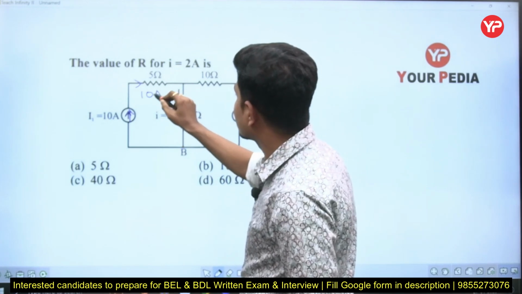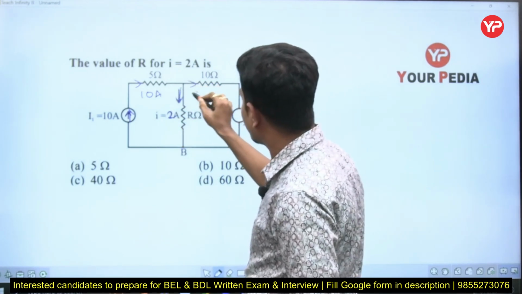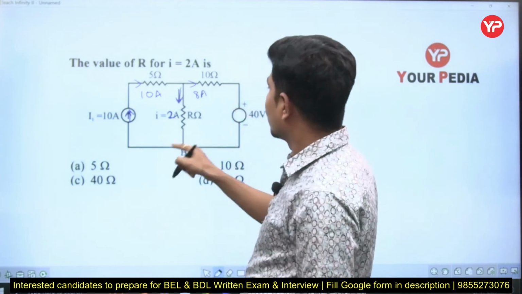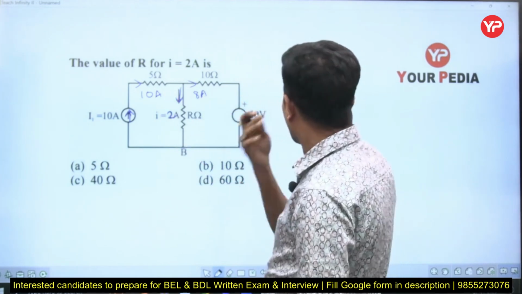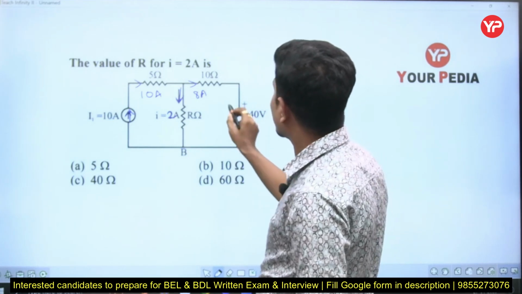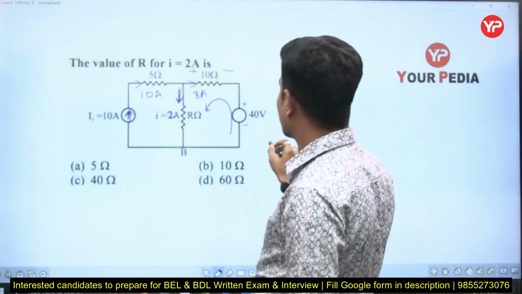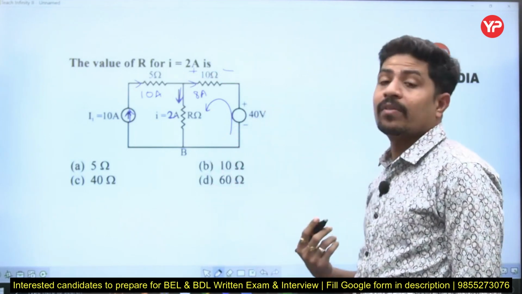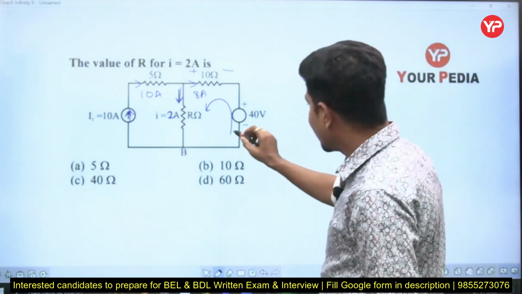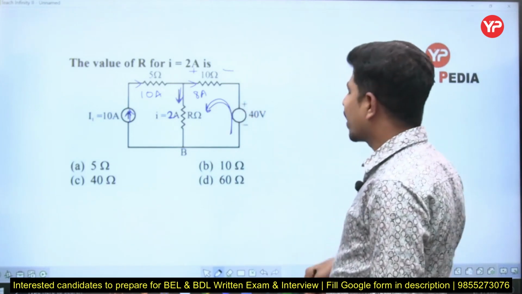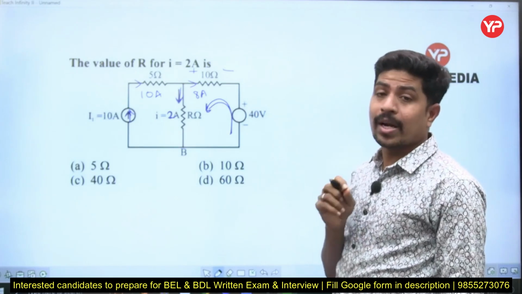Of the 10 amperes, 2 amperes is going this way, so the remaining 8 amperes must come this way, right? Now let's apply KVL this way. Current is entering here plus, this is minus, okay? Current entering terminal is positive, leaving terminal is negative, we know that, right? Now I am writing KVL in this direction. For writing KVL, you can start anywhere in the loop, but you must take the polarities into consideration.